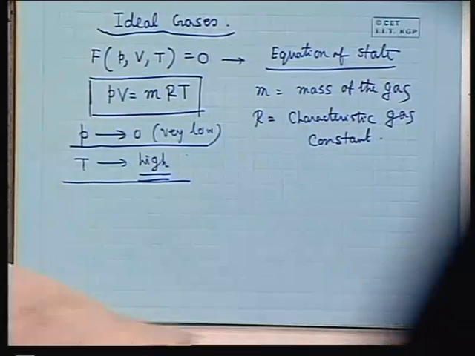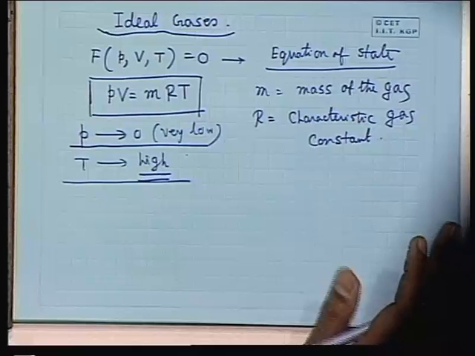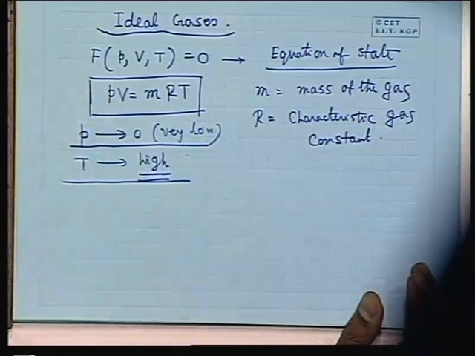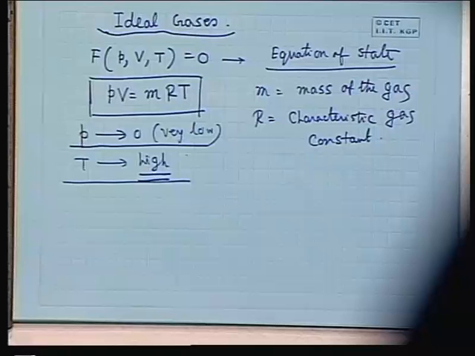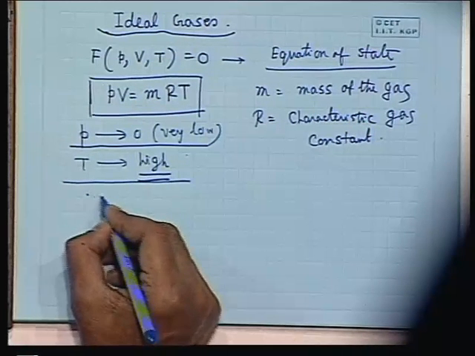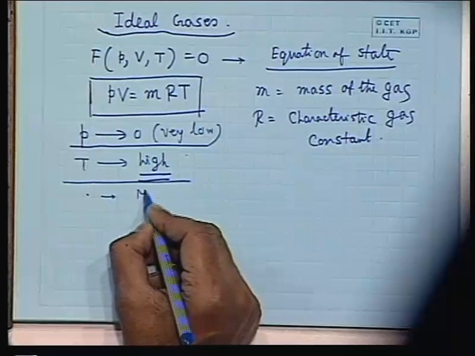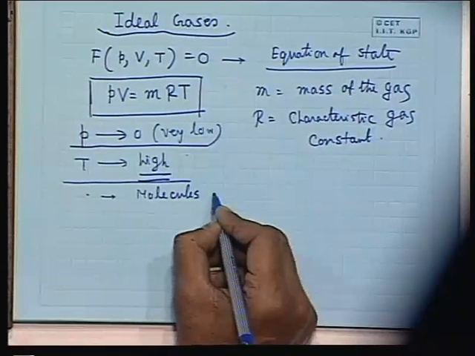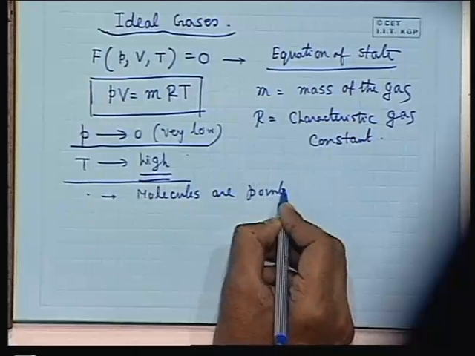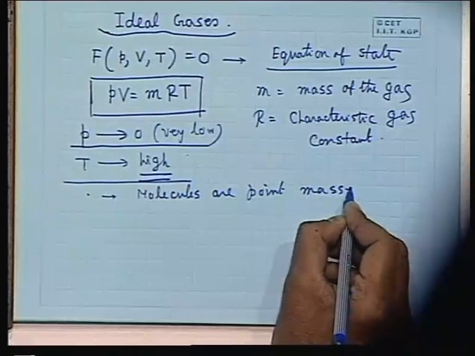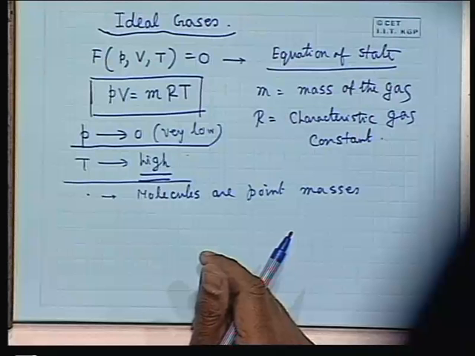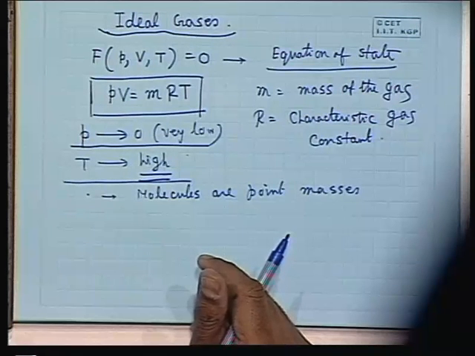Okay? This is experiments. But theoreticians, on the other hand, have derived this equation from the kinetic theory of matter, provided they are allowed to assume certain postulates. That means they have to make certain assumptions. What are those assumptions? Number one: the molecules are point masses. That means they do not have any volume. The volume of the molecules is neglected in comparison to the volume of the geometrical system.